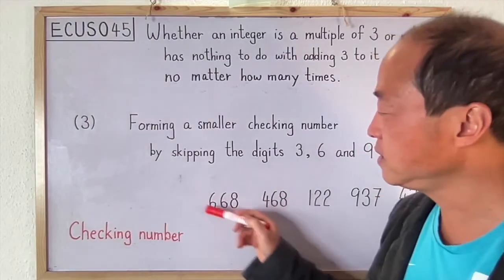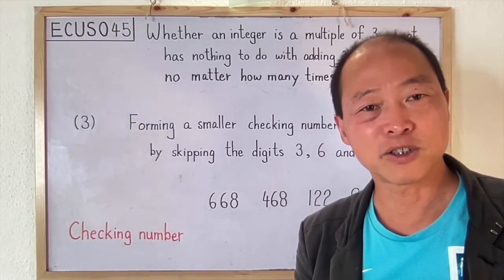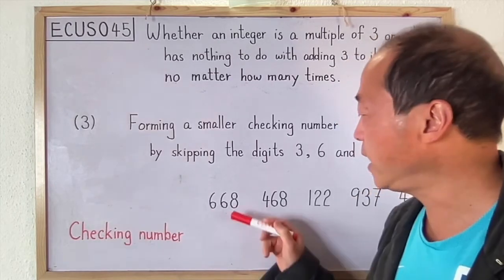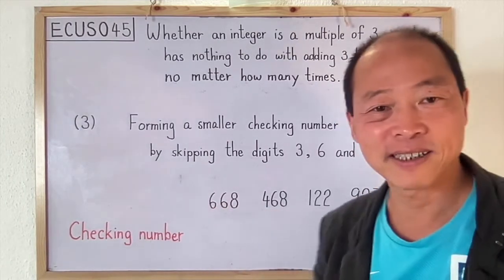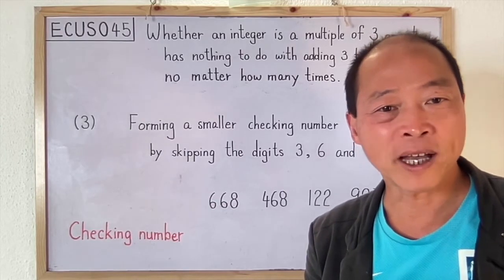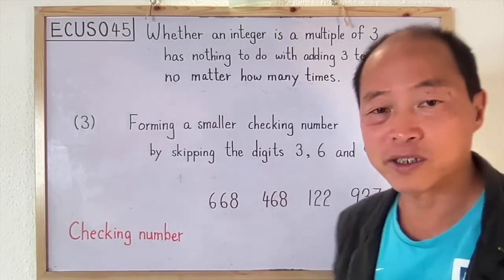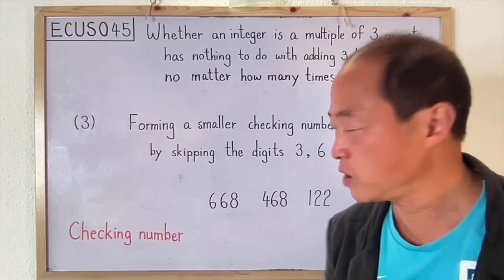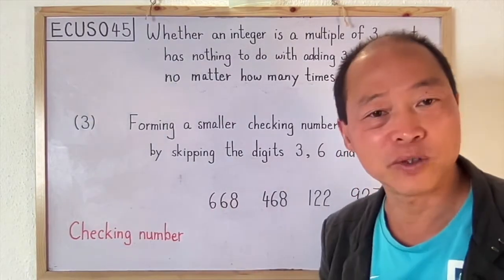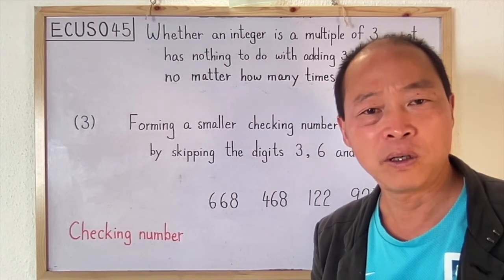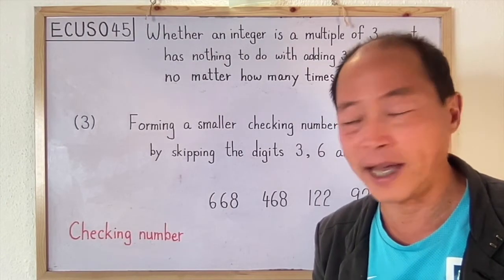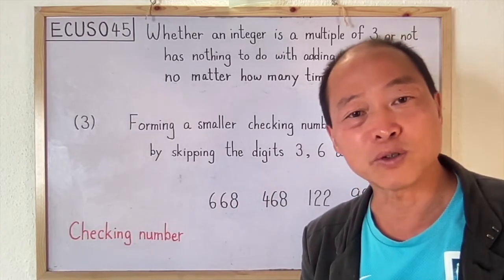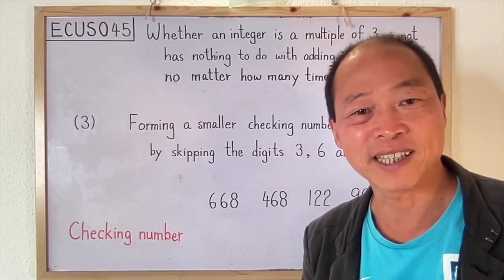Look at this integer. By method 2, to form a checking number, we have to do 8 plus 6 plus 6. However, we know that 8 is not a multiple of 3, and this won't change after we add these two 6 to it. Therefore, there is no point in adding these two 6 to 8. We simply don't bother to do it. The checking number is 8.